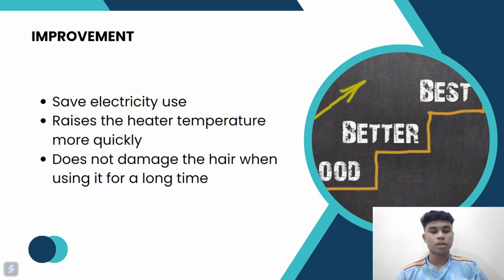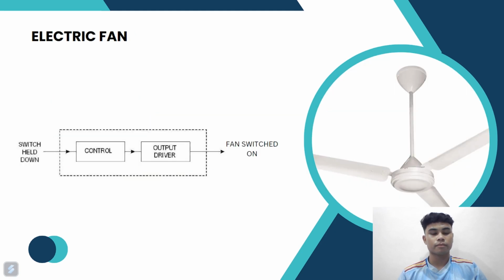Next, we see about improvement. How to improve the hair straightener. First, save electricity use. Second, rises the heater temperature more quickly. Third, does not damage the hair when using it for a long time. Next, about electric fan. This is block diagram about electric fan.